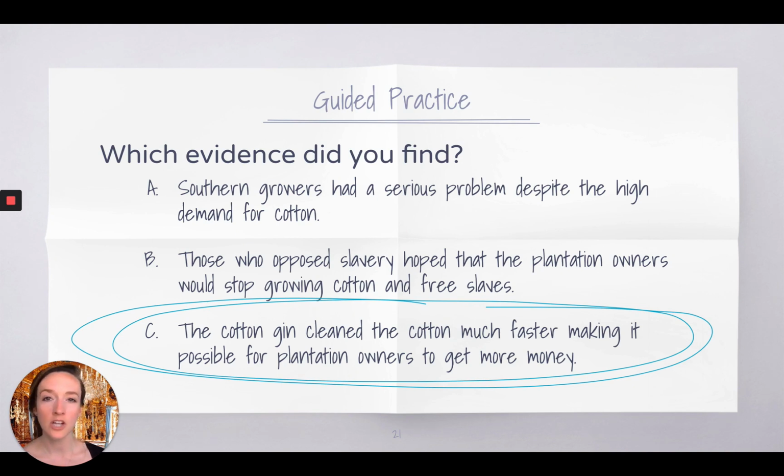And just to touch on why it's C, if they can get more money, they can get more plantations, or they can increase the space in their plantation. And if they're already relying on slave labor to run their plantation, that's going to mean that they're going to get more slaves or want more slaves.